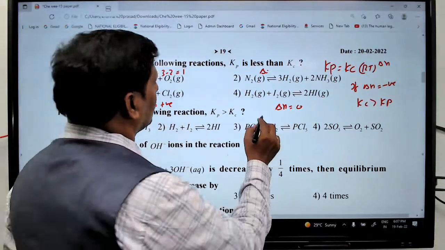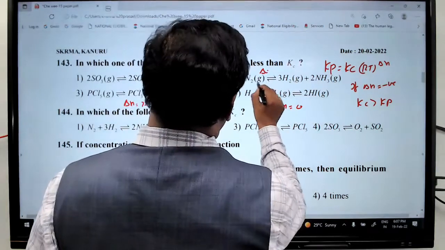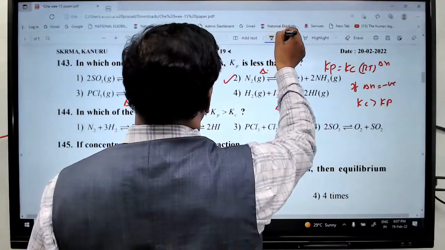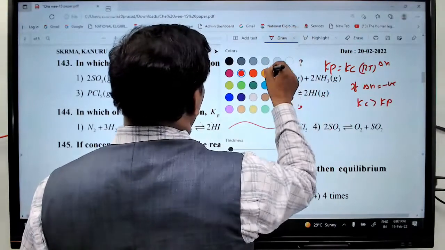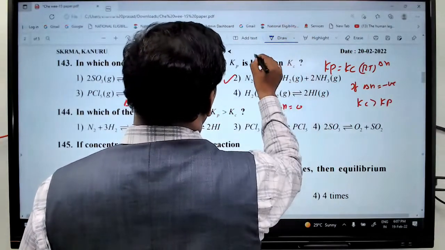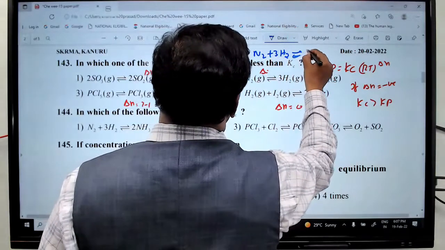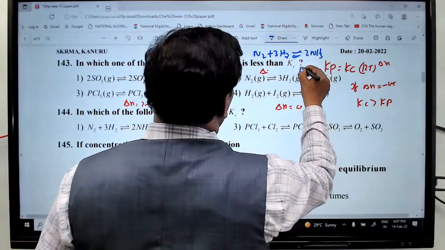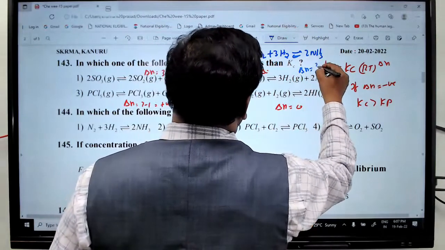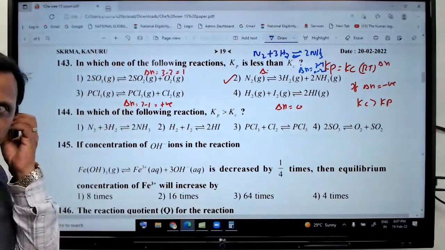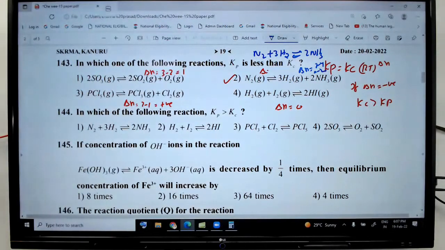Make a correction for question number 2. This is also the answer, but make a correction. This is supposed to be N2 plus 3H2 gives rise to 2NH3. Then delta n is equal to 2 minus 4, which is equal to -2. Right? Now question number 144.